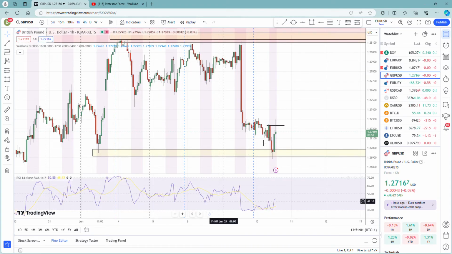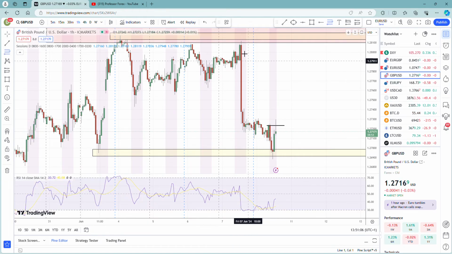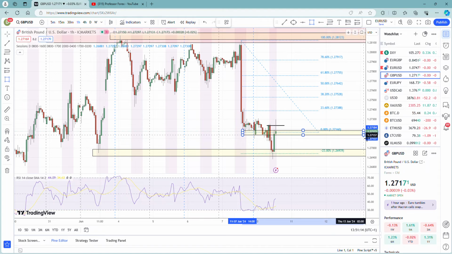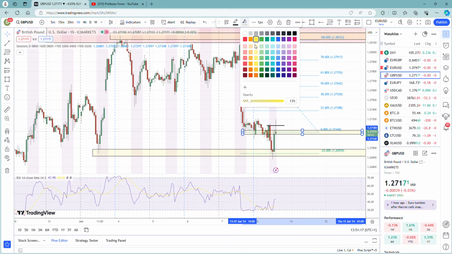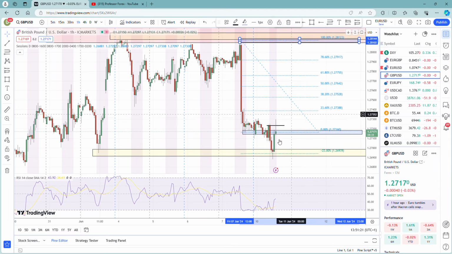Now on to the H1 time frame, and this is where you get your Fibonacci retracement tool out here on the left hand side. Remember, we're looking at Friday's price action. So these would have been your levels before the market opened. So I'll just show you again what it would have been like.